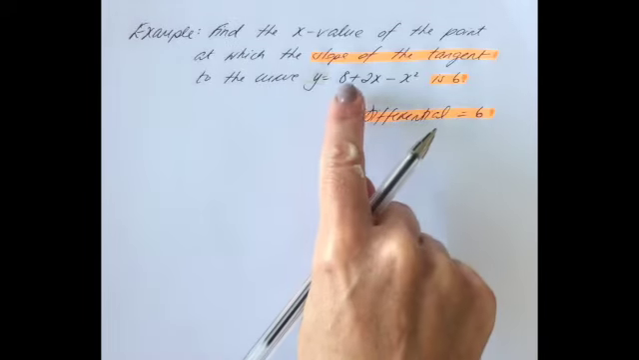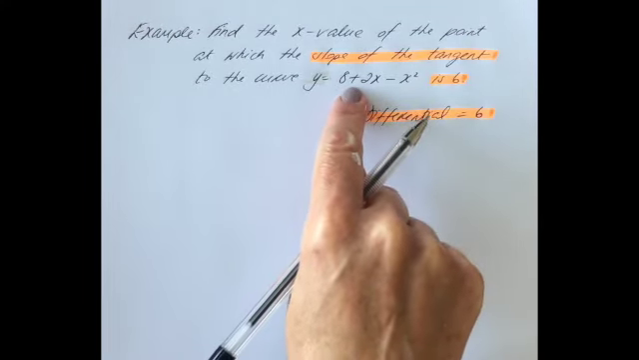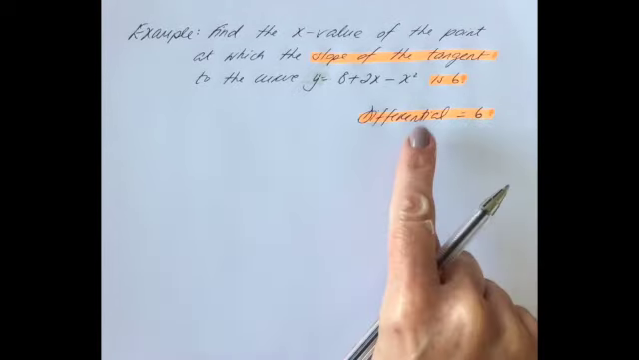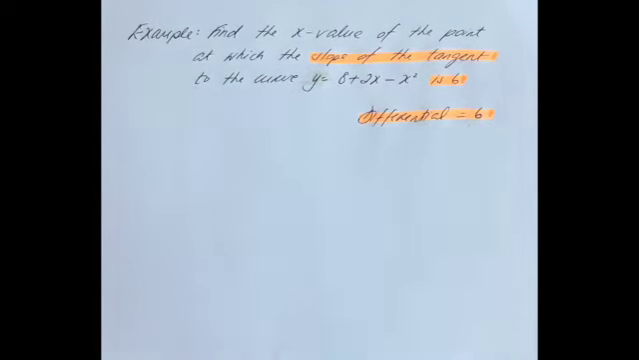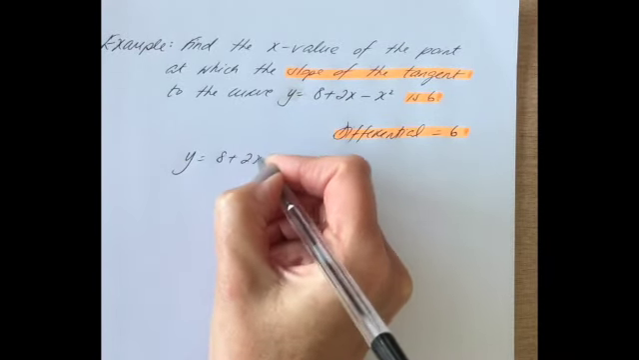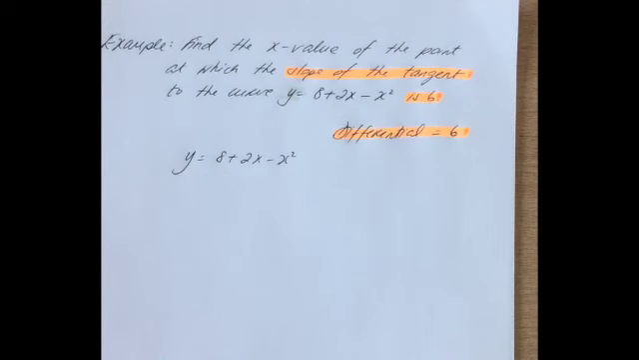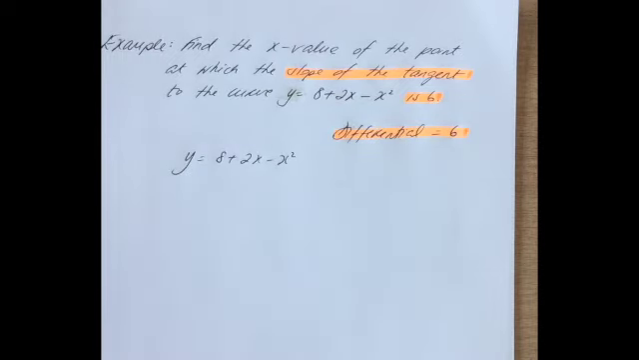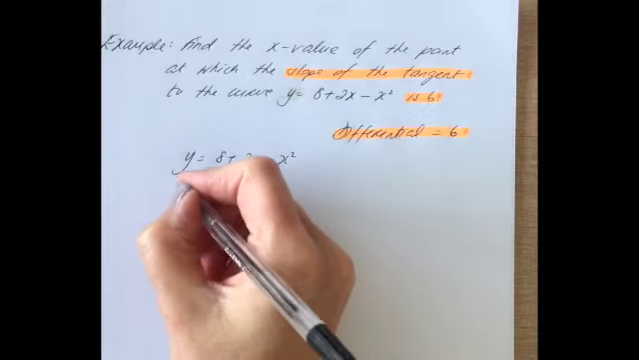So what I'm going to do is take my function, differentiate it, and put it equal to 6, because that's what the information in the question tells me. So if y is equal to 8 plus 2x minus x squared, we're going to differentiate it, and put it equal to 6, and then of course we'll be able to solve for the x value. Pause the video if you feel confident and see how you get on with this yourselves.